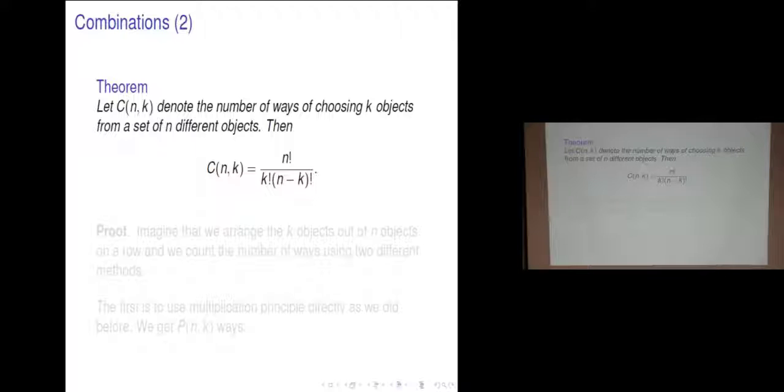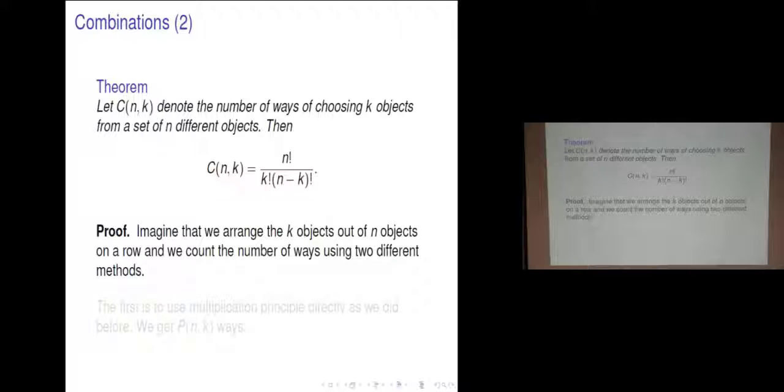This part, if you ignore the k factorial, is exactly P(n,k). So we are going to use P(n,k) to show this. Why? Let's imagine that we arrange k objects out of n objects on a row. Not only do we pick them out, we really arrange them on a row, because we just learned how to count those things. So let's start from there. We count the number of ways of the arrangement using 2 different methods, and in the end, we get the equation.